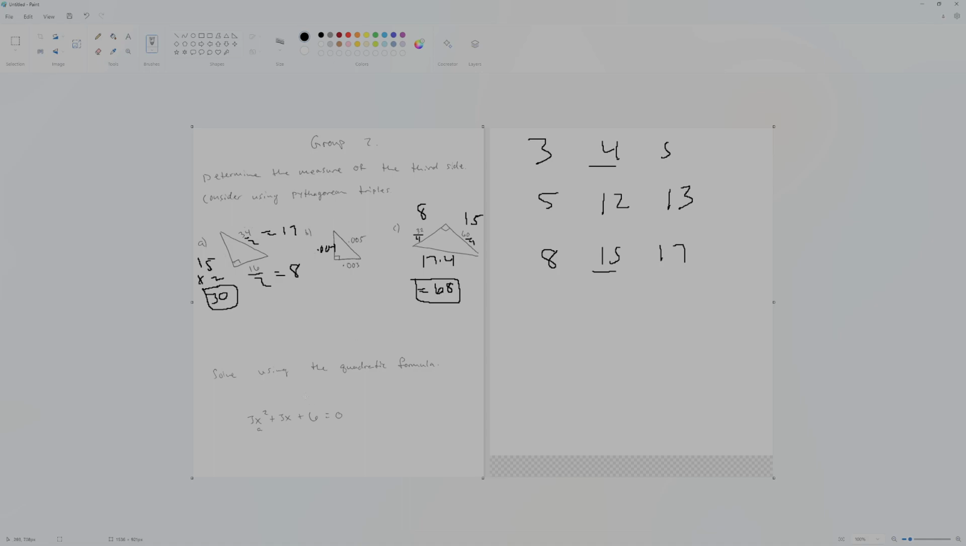Okay, and solve using the quadratic formula. Let's go ahead and do it. So we'll do the work over here. Hope that's okay. X equals negative b plus or minus the square root of b squared minus 4ac, whoops, 4ac, all over 2a.